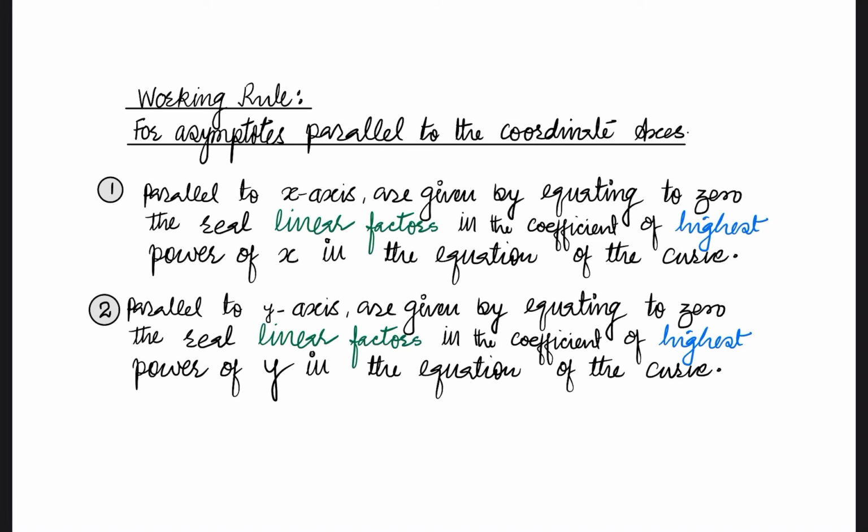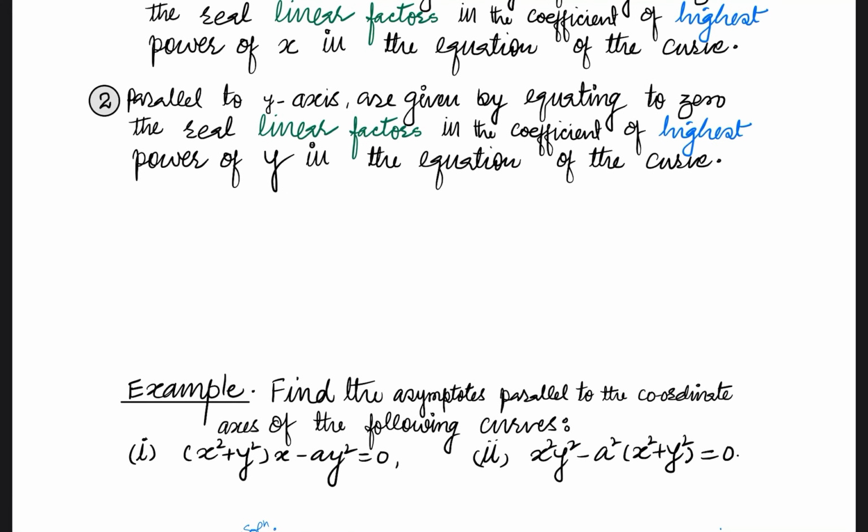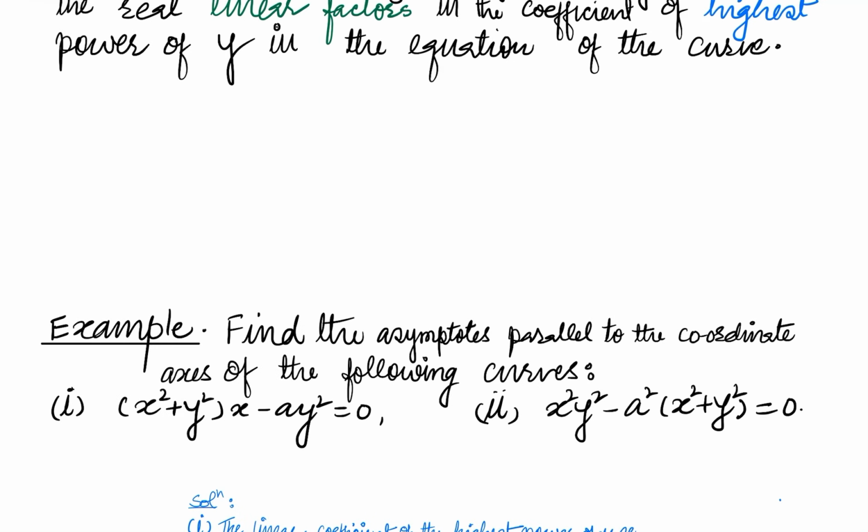Similarly, the asymptotes parallel to the y-axis can be calculated in the same way. Here we find the linear factors associated with the highest power of y, and we equate them to 0. I will discuss this with the help of an example, then it will be crystal clear. Now let's see the example based on the asymptotes parallel to the coordinate axis. These are two curves, the first example and the second example.